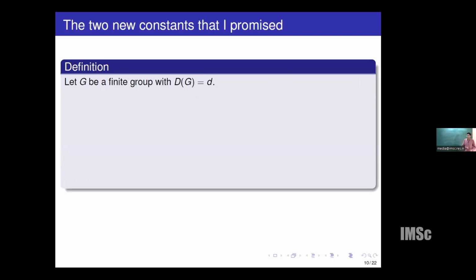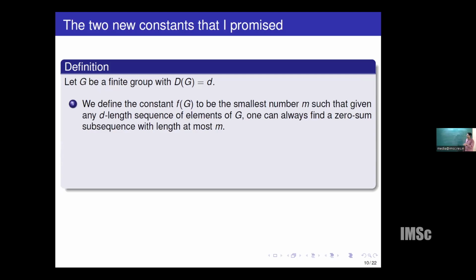And now the two constants which I said I would define. Let's take a finite group whose Davenport constant is D. Since its Davenport constant is D, I know that if I take a sequence of length D, then I will be able to find some zero-sum subsequence. But my question is, how large does it have to be? So that is what F(G) is. F(G) is such that if you take a sequence of length D, then you can find a zero-sum subsequence whose length is at most F(G). So it could be as high as D(G), but not more than that. But it could potentially be smaller.